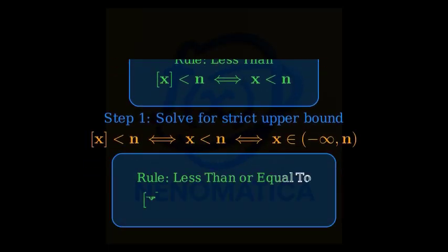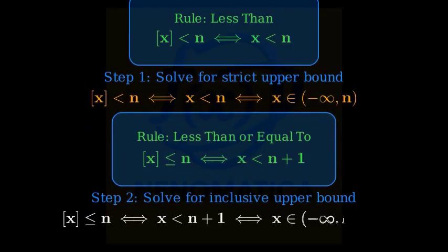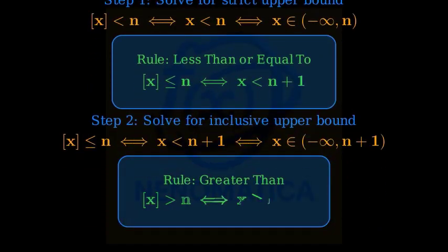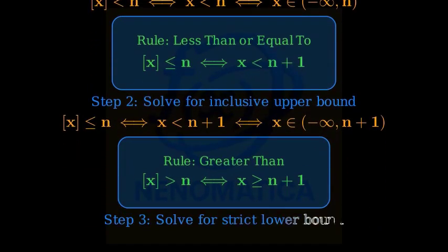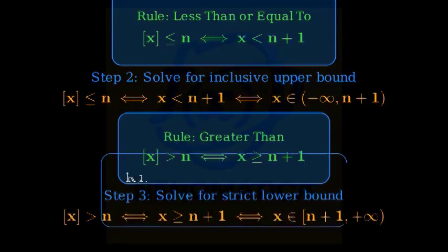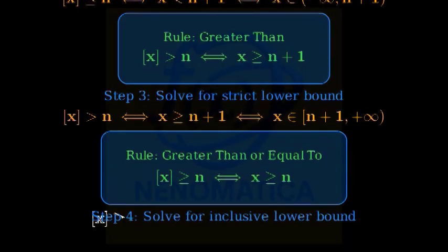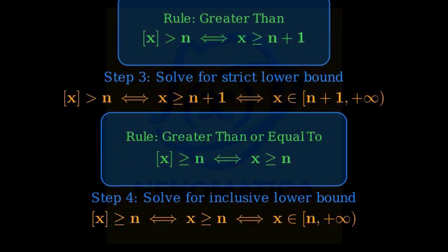Rule 2. Less than or equal to. If the floor of x is at most n, then x is strictly less than n plus 1. Rule 3. Strictly greater than. If the floor of x is greater than n, then x is at least n plus 1. Rule 4. Greater than or equal to. If the floor of x is at least n, then x starts at n.